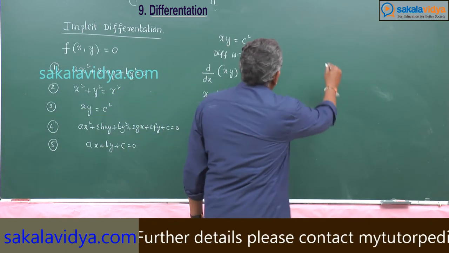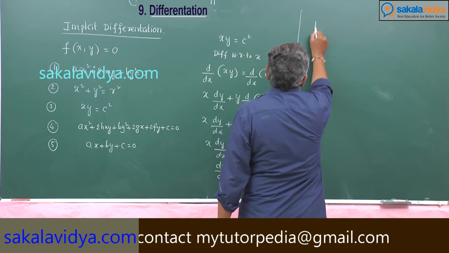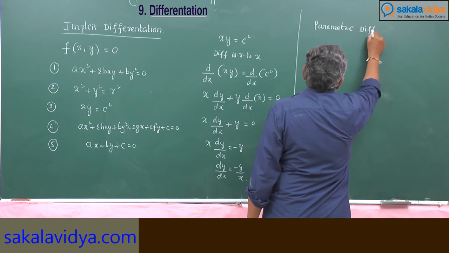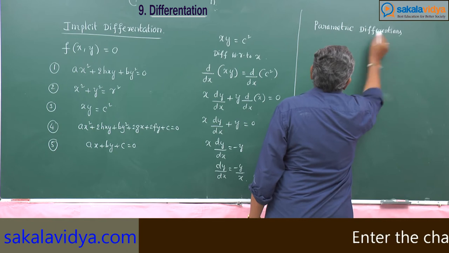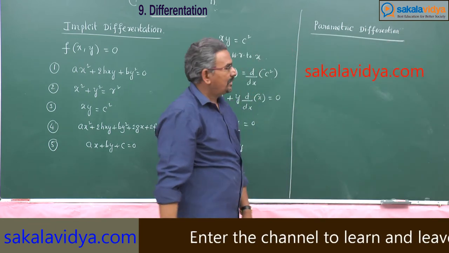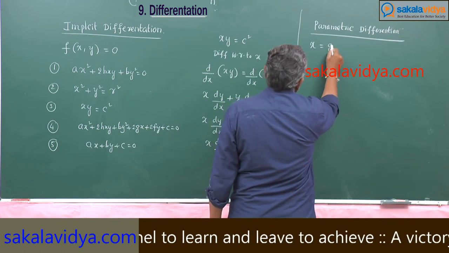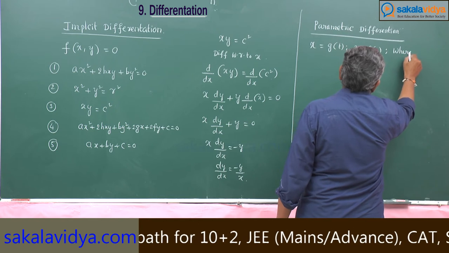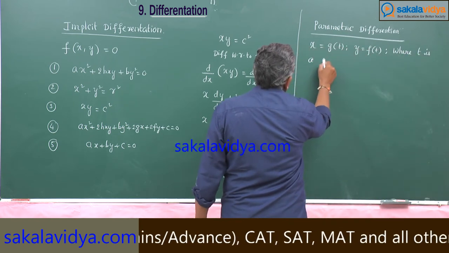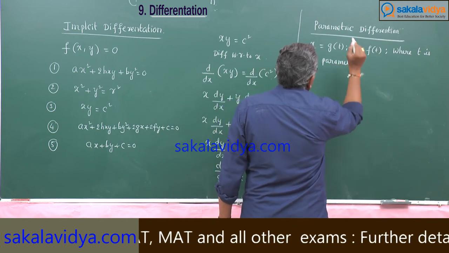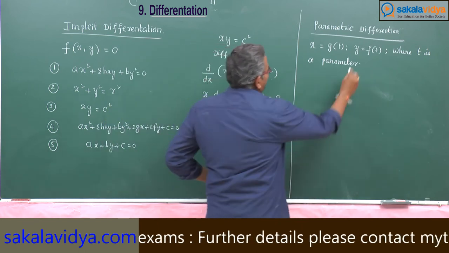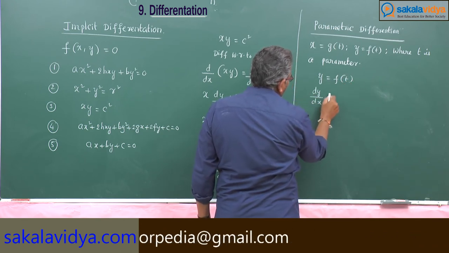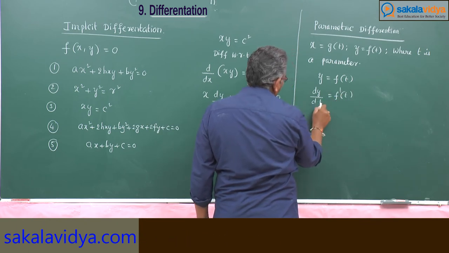So now let us go to parametric differentiation. Suppose the equations are like this: x is equal to g of t, y is equal to f of t, where t is a parameter. Then how to find dy by dx in this case? First consider y is equal to f of t. Find its differentiation, dy by dt is equal to f dash t, say equation 1.